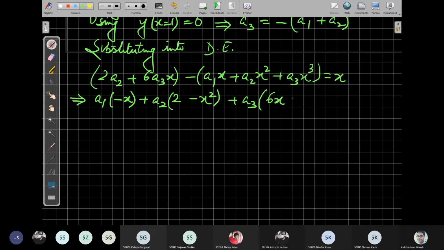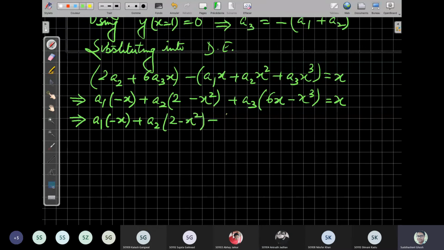What comes after that? x cube. Okay. Sujata, what is the next step? We have to collect the terms of a1 and a2. But how? This a3, I have to change it. Yes, sir. Minus of a1 plus a2. Yes, plus a2 into 2 minus x square. Then you have got minus a1 plus a2, and then you have got 6x minus x cube, and that will be equal to x.